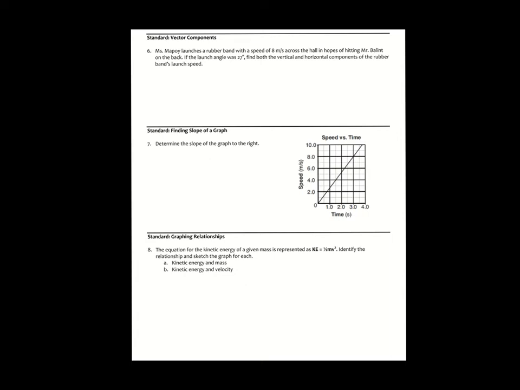So vector components is when now you have your resultant vector and a given angle at which it's projected. And you have a speed of 8 meters per second, so that represents your vector quantity. And we need to figure out the horizontal component, AX, and the vertical component, AY. And we just need to calculate it.